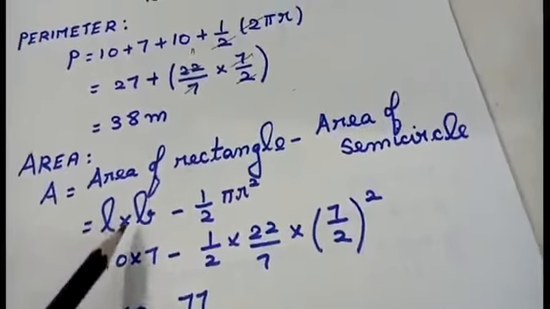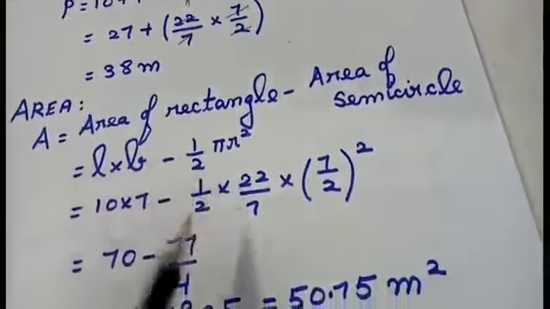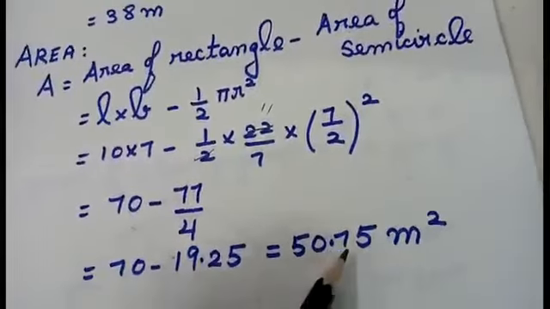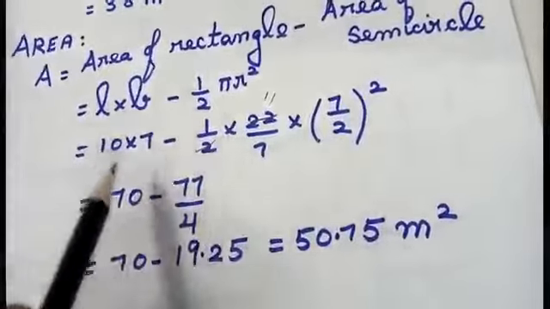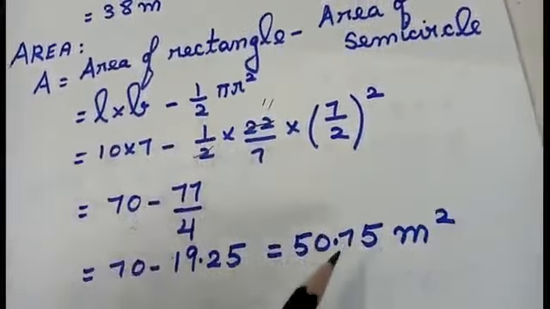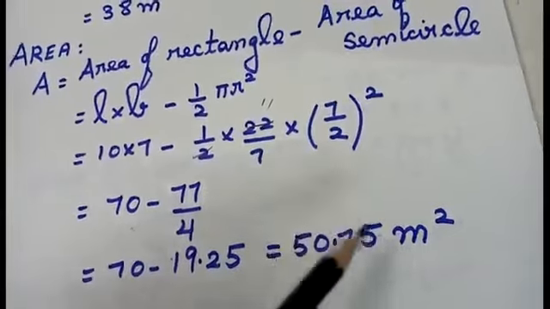Length is 10, breadth 7. Just substitute the value, cancel the terms. Finally, you will get the answer as 50.75 meter square. The calculation can be done in any way, but our final answer must be 50.75 meter square.